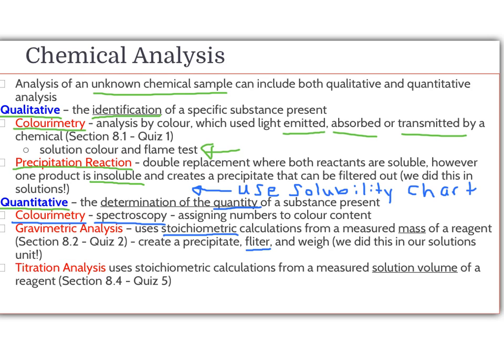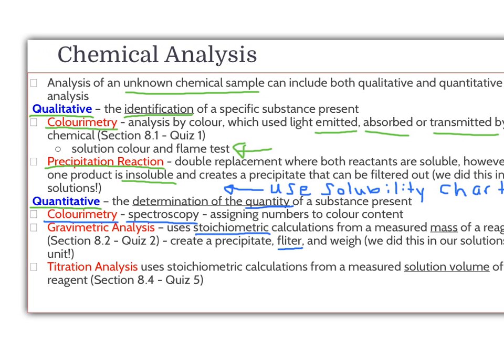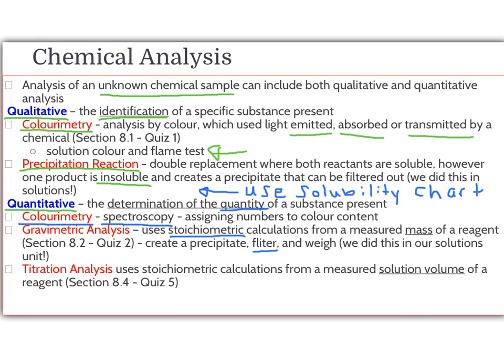We'll be talking more about this in quiz 2. Our third type is titration analysis. Titration analysis again uses stoichiometry, which we'll be learning this unit, and we are going to use it to figure out volume and concentration of liquids. So that's something that we'll be dealing with in quiz 5.